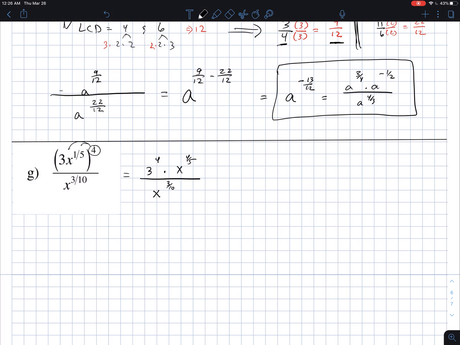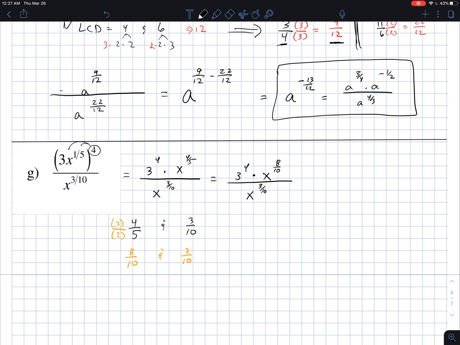Well, we'll see. You can see what we have here are the two fractions to work with: 4/5 and 3/10. And we need to have the same denominator. Well, this one's not too bad because if we just multiply this by 2, or 2 over 2, we get 8/10, and then we have the same denominator. Okay? So let's rewrite that now as 3 to the 4th times x to the 8/10 all over x to the 3/10.